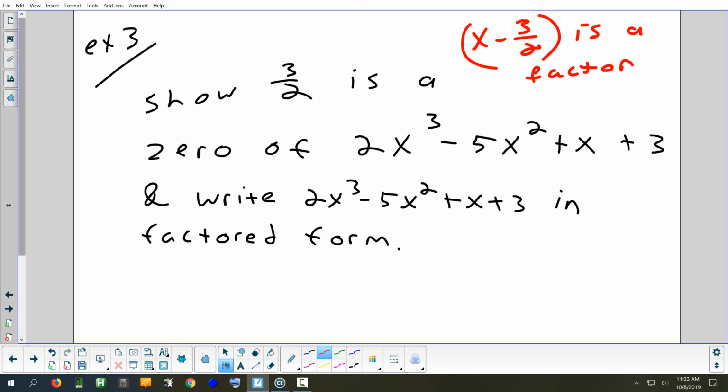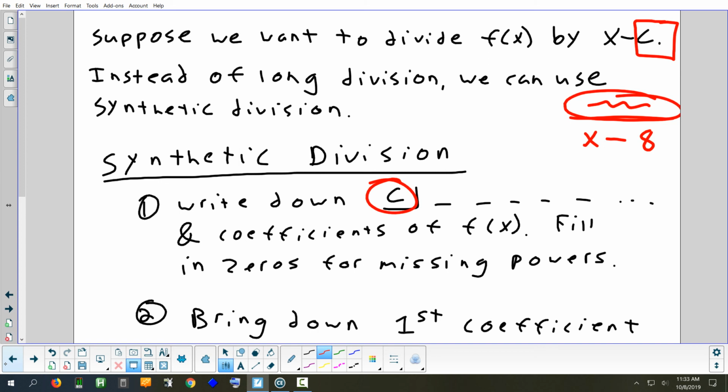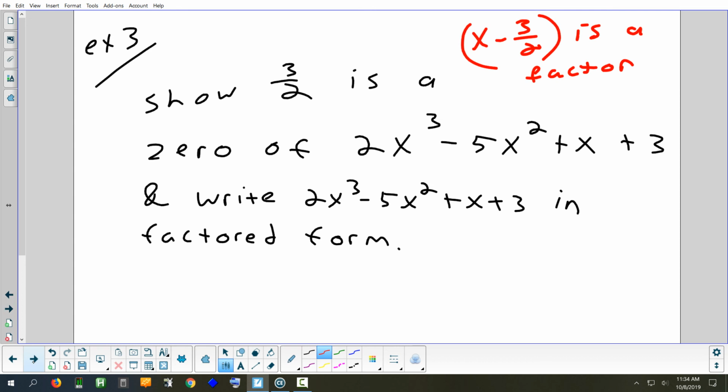What do I have to do? Divide the equation by x minus 3/2, and the remainder is 0. I'm going to do the division and get a remainder of 0. Now, I don't need to use long division because it's of the form x minus a number. So I can use synthetic division to do this out.